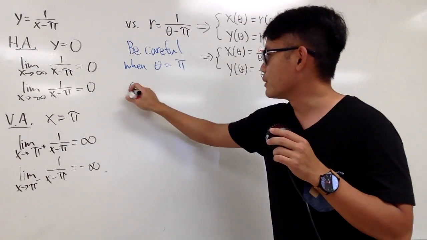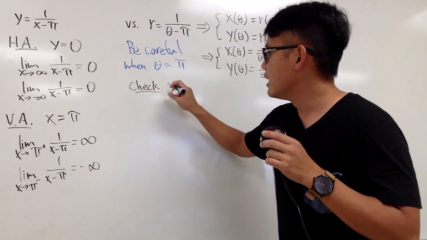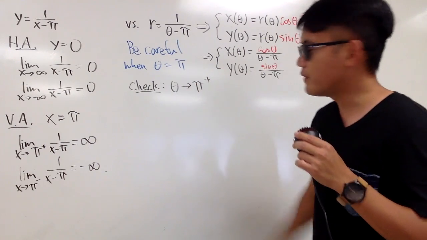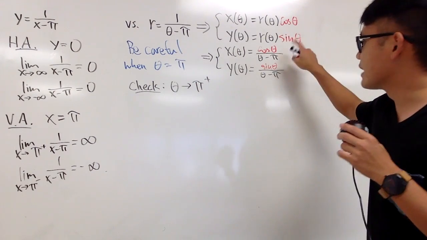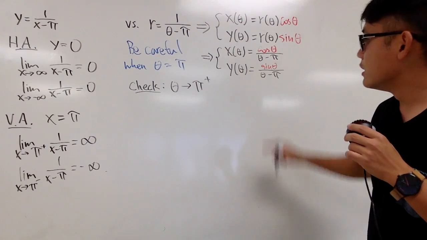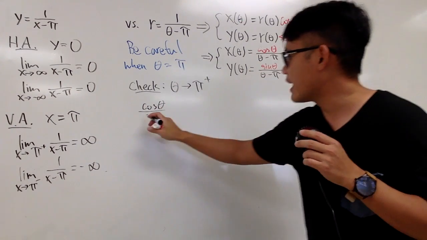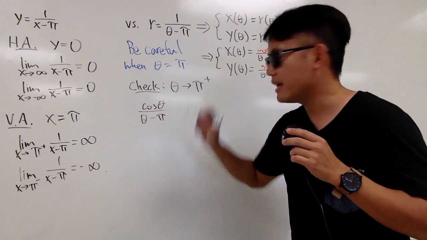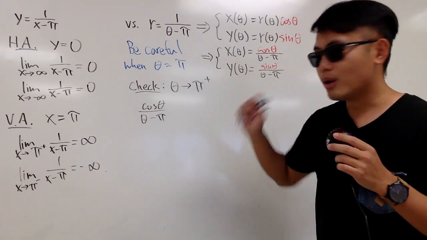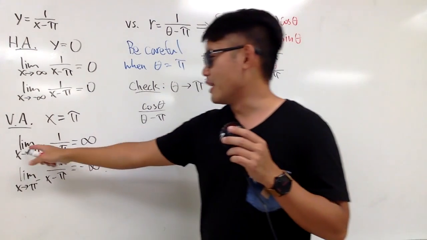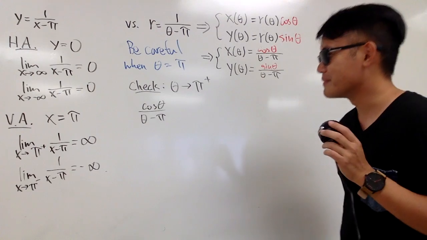So let's go ahead. I will just say we are going to check. I will first take the limit as theta goes to pi plus first. And let me investigate x right here first. So I will put down cosine theta over theta minus pi. And I will be drawing arrows to represent that we are taking limits rather than putting down the lim. Okay, so that way it's easier.